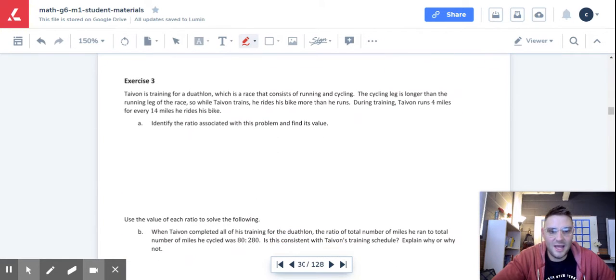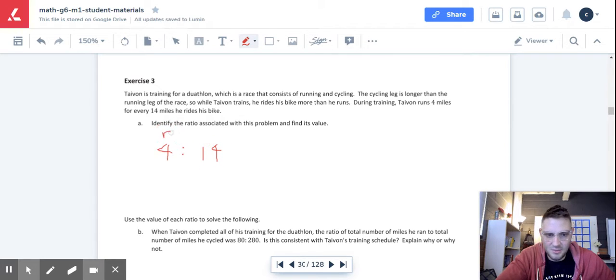Okay? All right, exercise 3. Tavon is training for a duathlon, which is just 2 things. It's a race that consists of running and cycling. The cycling leg, or the part of the race that's on the bike, is longer than the running leg of the race. So while Tavon trains, he rides his bike more than he runs. During training, Tavon runs 4 miles for every 14 that he puts in on his bike.